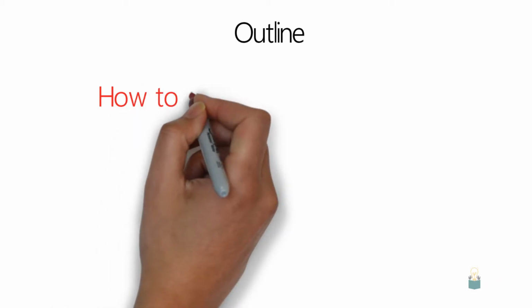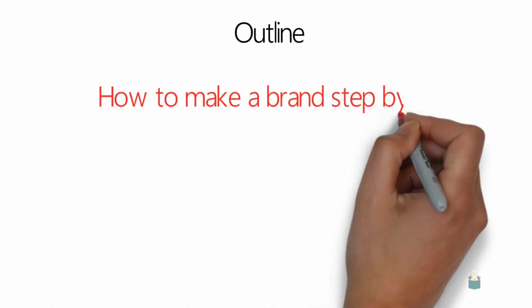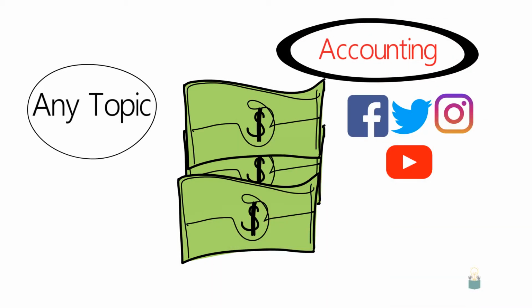Okay, today we will discuss how we can utilize all the knowledge that we have discussed till now to make a brand step by step. So let's start. Before we start, I want to tell you that any topic can be turned into a profitable, sustainable and social media driven business. Let's say you choose a topic named accounting. Now let's see the steps involved in building your brand.